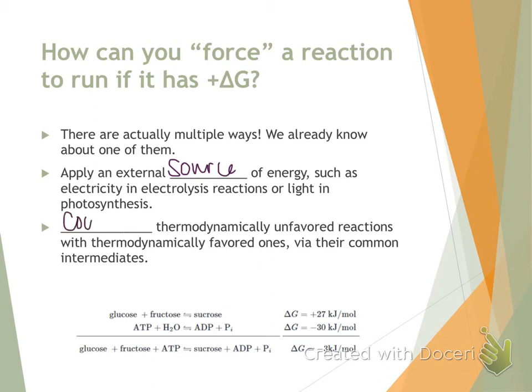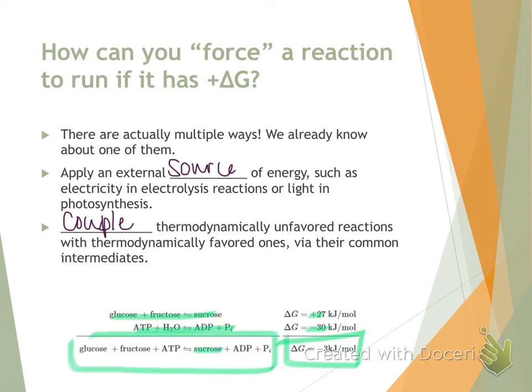We can also couple thermodynamically favorable reactions with the unfavored reactions in order to get an overall negative delta G. So for example, glucose and fructose forming sucrose is not favorable. But if we pair it with our ATP reaction here to ADP, which is favorable, that negative delta G, we can add up those delta G values similar to Hess's law, and we get that overall negative delta G. So this overall reaction is spontaneous, and we're still making that product that we want here.